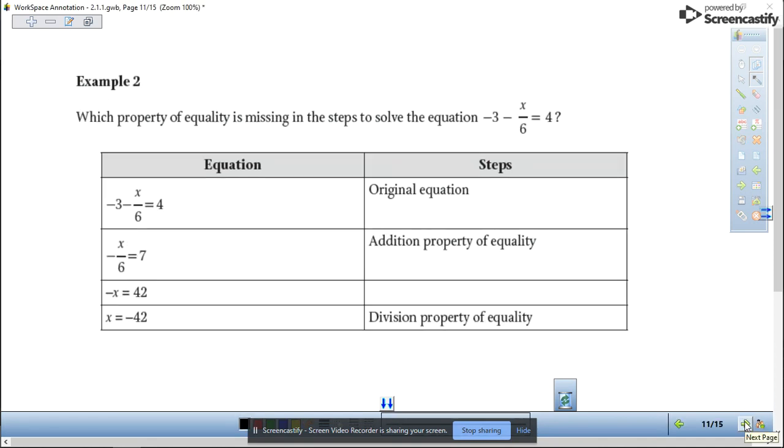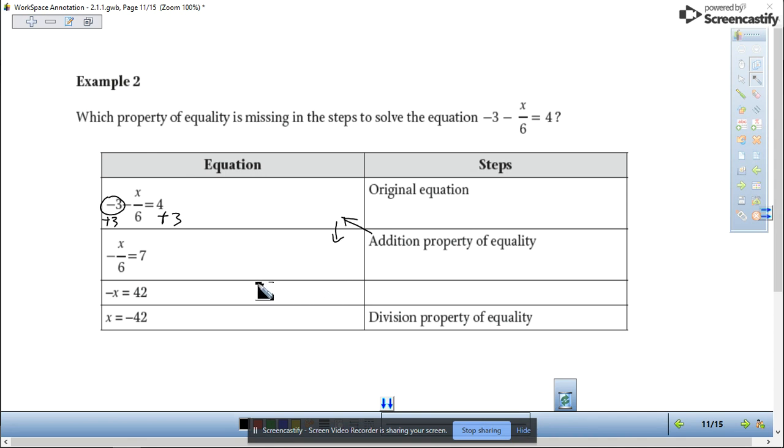All right. Number 2, which property of equality is missing in the steps to solve negative 3 minus x divided by 6 equals 4? All right, so first they did the addition property of equality. They added 3 to both sides. They added 3. The reason they did that is because they wanted to get this x over 6, x divided by 6 term by itself, which they now have. Okay, so they added 3, which was the addition property. Notice the addition property is what actually happened here to get to here. All right, so it's on a lower level.